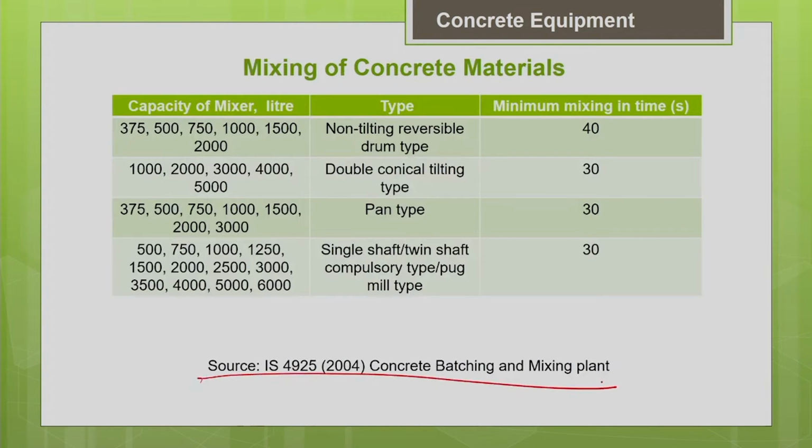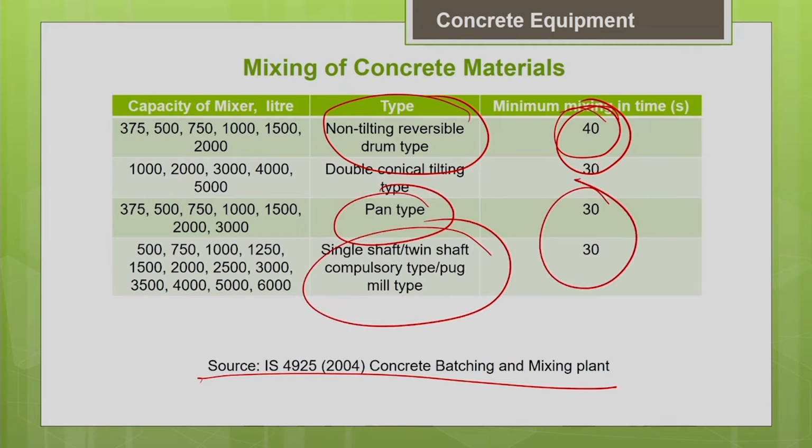This table is available. It is taken from IS 4925, which gives you the guideline for concrete batching and mixing. You can see that the mixing duration is given in seconds. It varies for different types of mixer machine. For instance, if you go for a non-tilting reversible drum type mixer, the mixing duration is more. Generally for non-tilting mixers, it is more, when compared to the pan type mixer and the shaft type mixer. Similarly, for different capacities of mixer machines, you can note the minimum mixing time. This is the minimum mixing time given. We should never go below this.